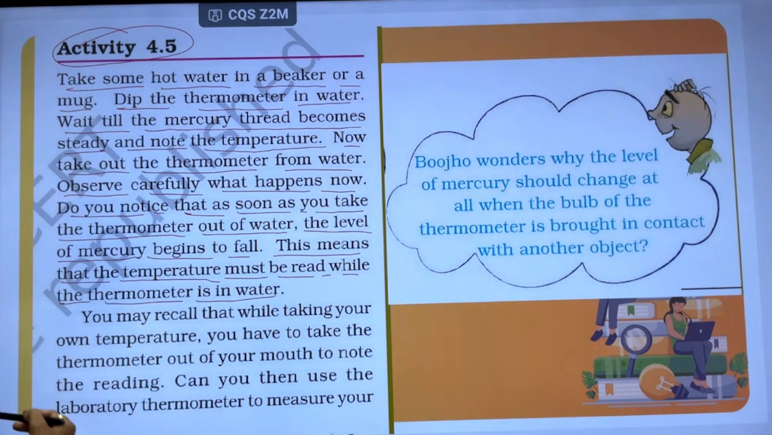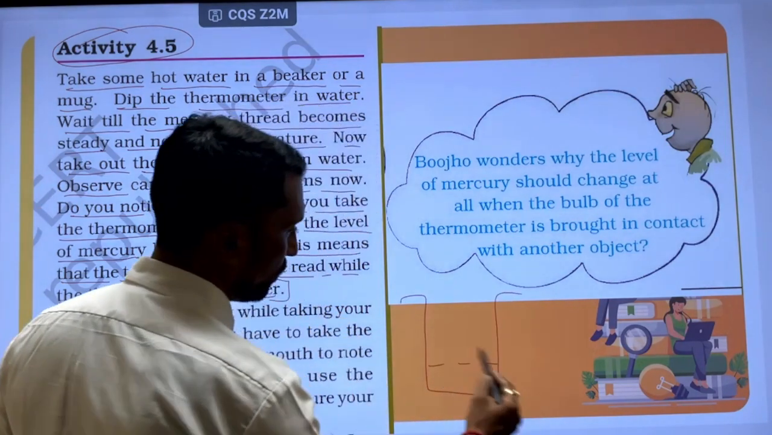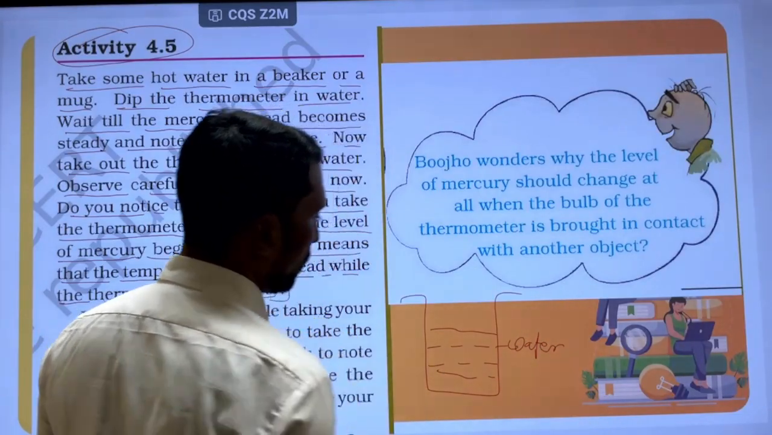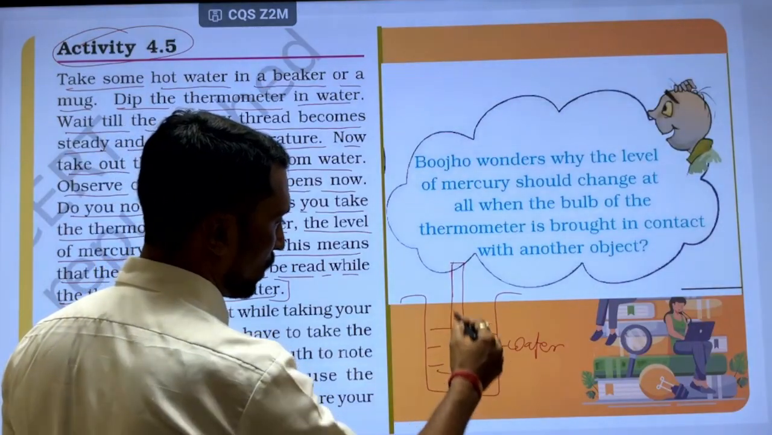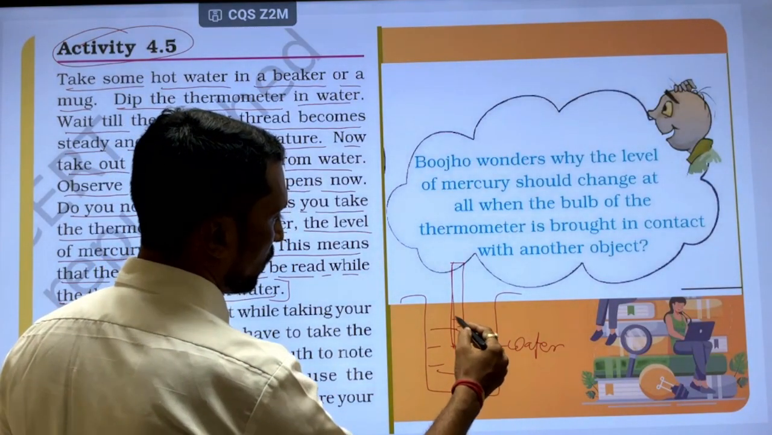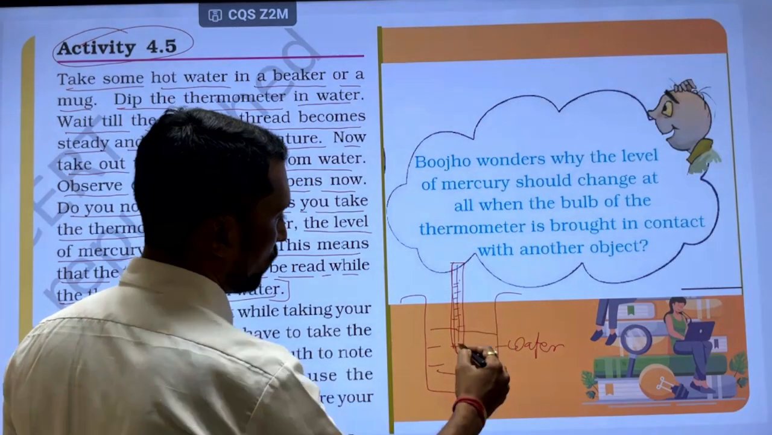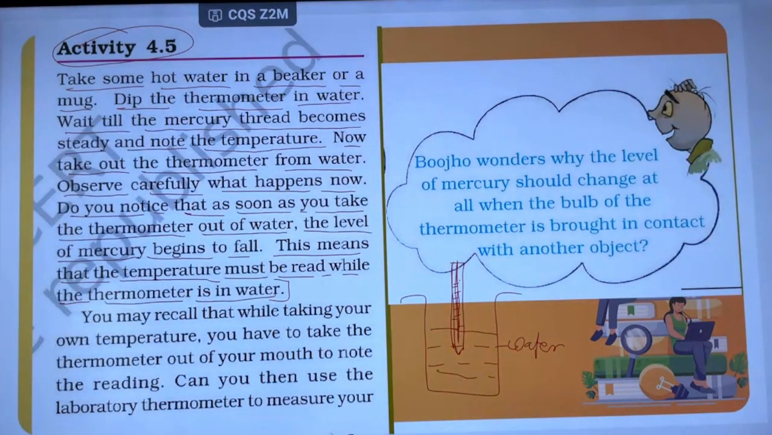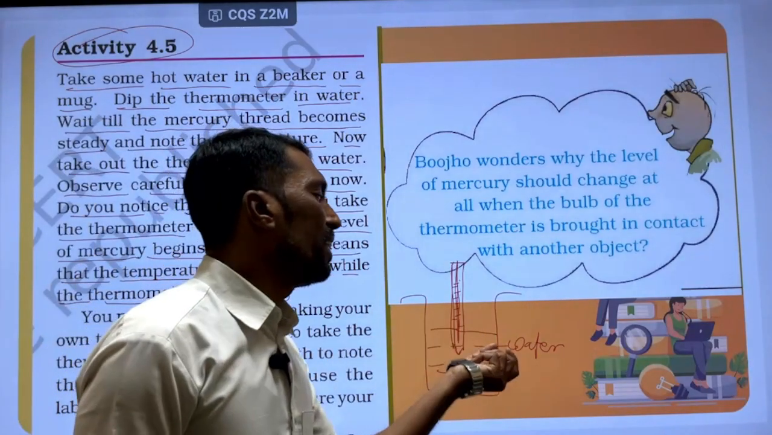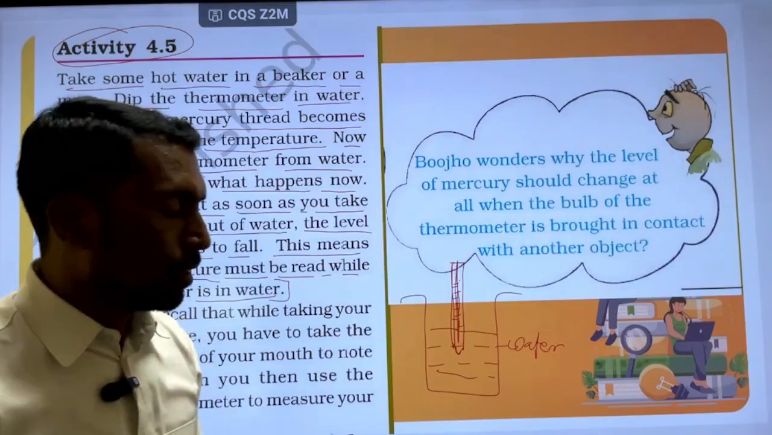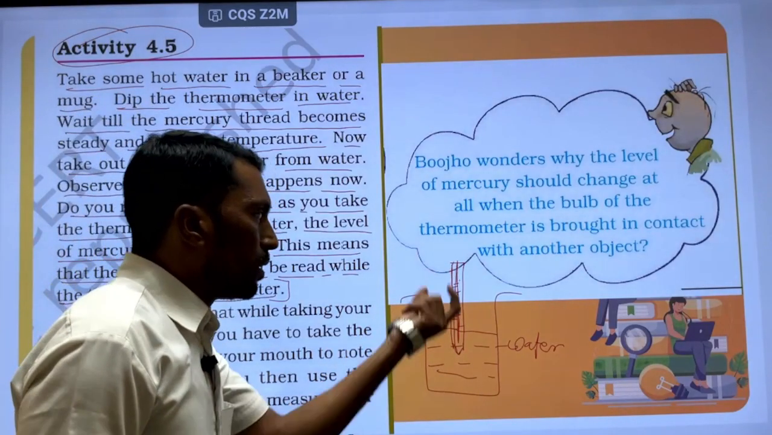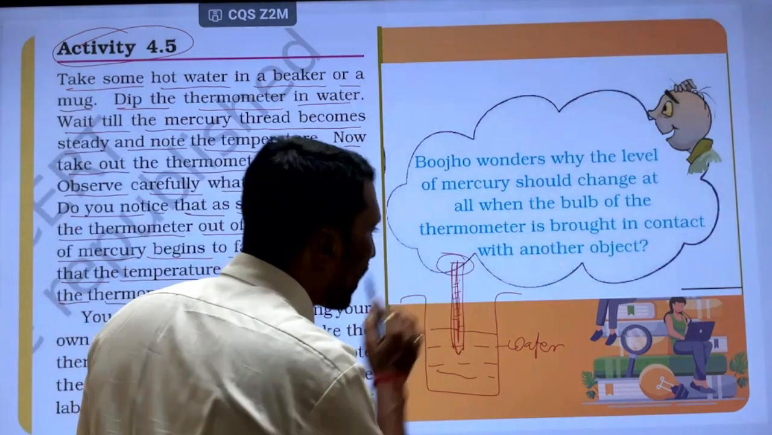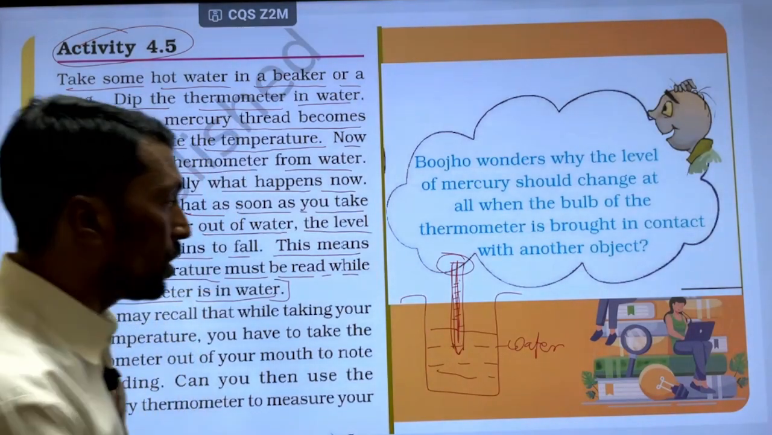For example, we take some water here. There is water. There is a clinical thermometer. The laboratory thermometer is there. There is a reading. This measures the actual temperature of the water. When we dip it in the water.